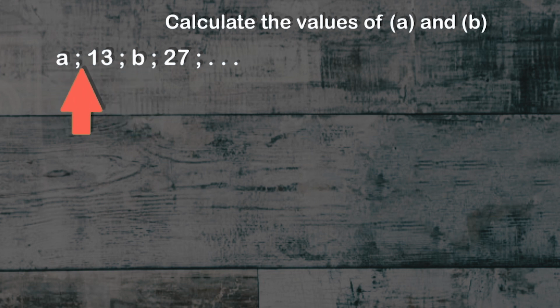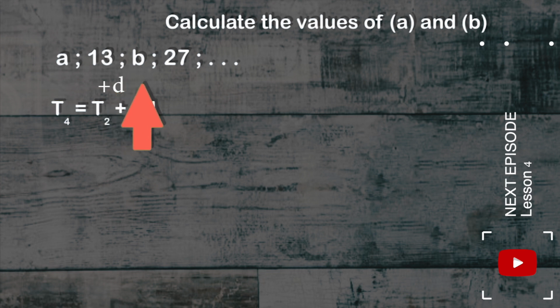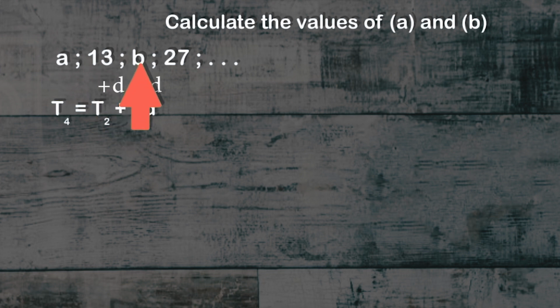Now to do that in an arithmetic series, we are going to need the first constant difference. Now to get that in a series where we are given two terms, we are given term 2 and we are given term 4, we can simply use the formula that term 4 is equal to term 2 plus 2 constant differences, because 13 plus a constant difference will give us b, and b plus a constant difference will give us 27. So 13 plus 2 constant differences will give us 27.